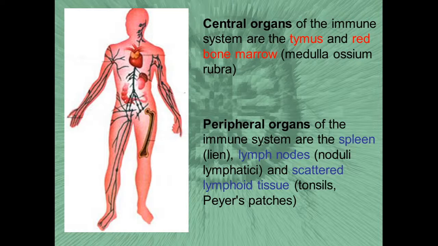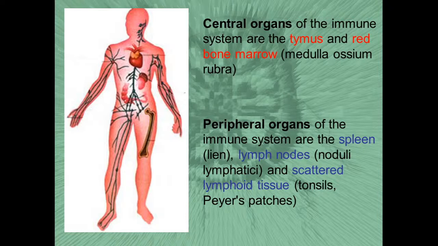Then let's talk about the organs of the immune system. Immune system includes the central and peripheral organs of immunogenesis. Please remember, central organs of immunogenesis are represented by two organs only. This is the thymus and red bone marrow. That's all. All others are the peripheral organs of immunogenesis.